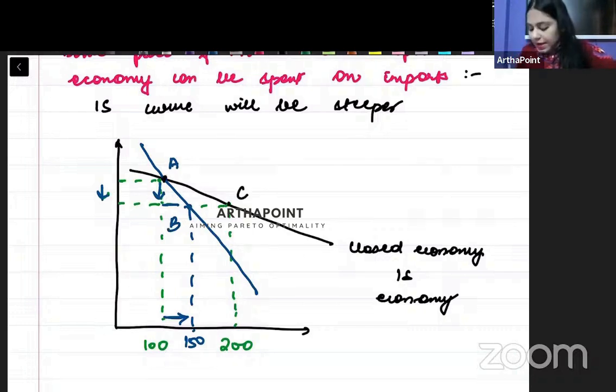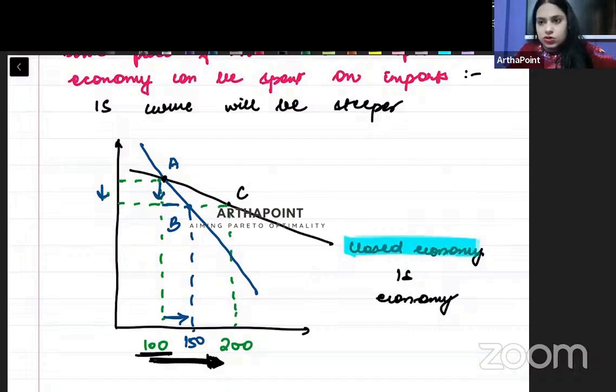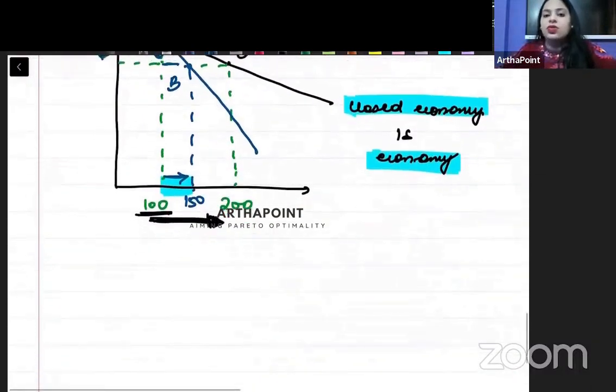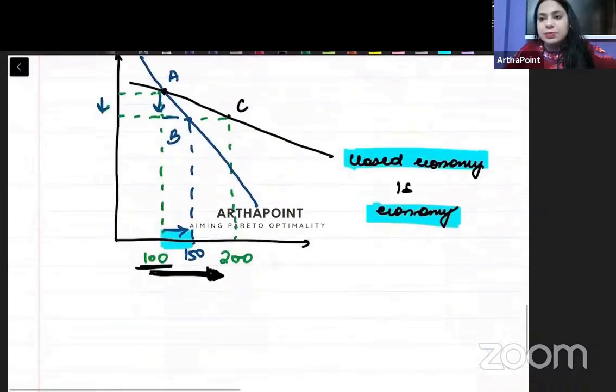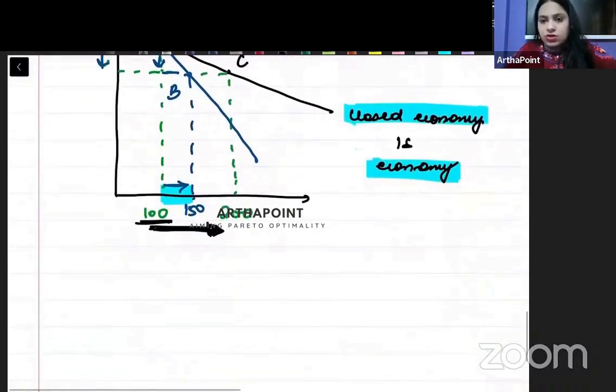Am I clear? पहले मैं सारे domestic goods पे ही खर्च कर रही थी. So all 200, I was going from 100 to 200. Everything was being spent on the domestic goods under closed economy. But now I am only increasing to 150. So I am only spending some amount on the domestic goods and बाकी मैं foreign goods पे खर्च कर रही हूँ, right? So we can go ahead and say that the IS curve will now become steeper. IS curve अब steeper हो जाएगा, right?